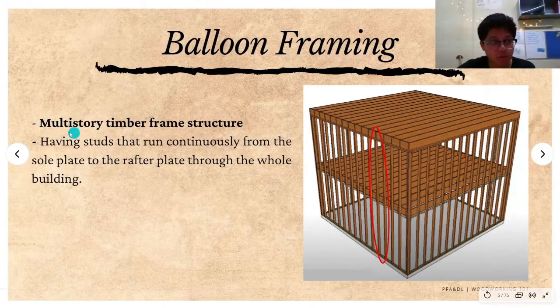So I will explain the first type of framing, which is balloon framing. Balloon framing is a multi-story timber frame structure in which the studs run continuously from the sill plate to the rafter plate through the whole building. For example, in this picture, this is a two-story building, and the stud runs from the sill plate through the roof plate. It is actually a single stud that runs from the bottom to the top part.